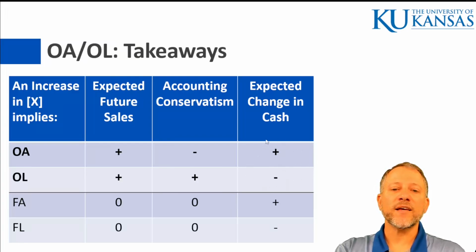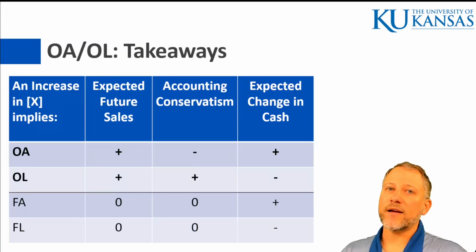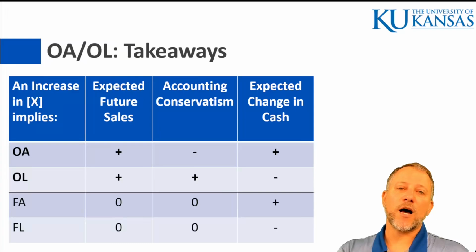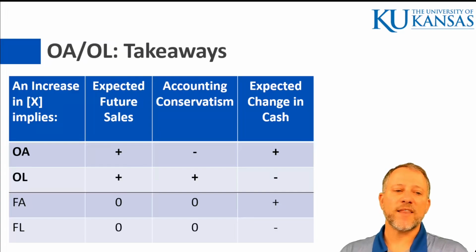And then finally, when we think of these in terms of claims to cash, by definition, an asset is a claim to a future benefit that's going to result in cash inflows, whereas a liability is by definition an obligation that signals we're going to have to spend something to satisfy that obligation.